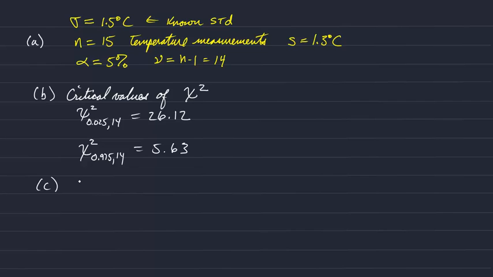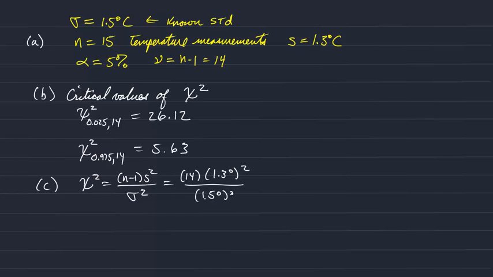Step C was to calculate chi-squared from our sample, and that's, again, n minus 1 times s squared over the variance of the population that we're testing against. That gives 14 times 1.3 degrees squared all over 1.5 degrees squared, and that gives 10.5.